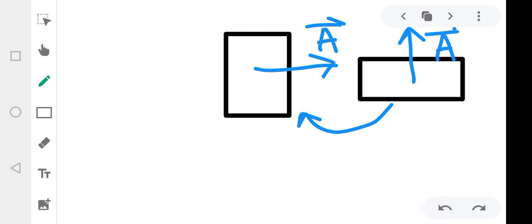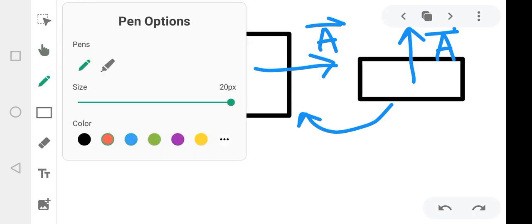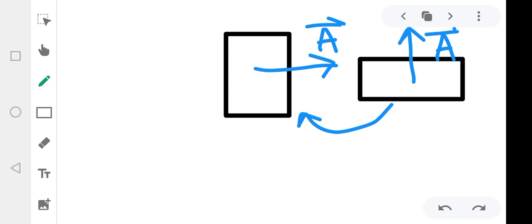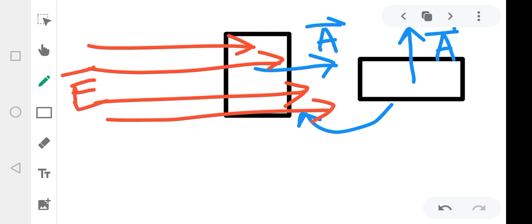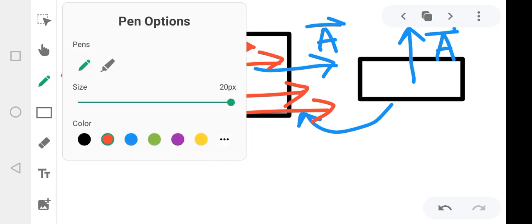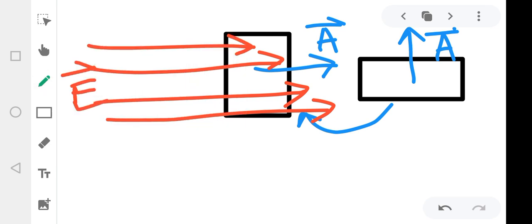Again we will do the same. This is my body, and I will put it in front of the electric field lines. The electric field lines will pass through this body. These are nothing but electric field lines. So what is the formula of the electric flux? It is phi e equal to EA cos theta.